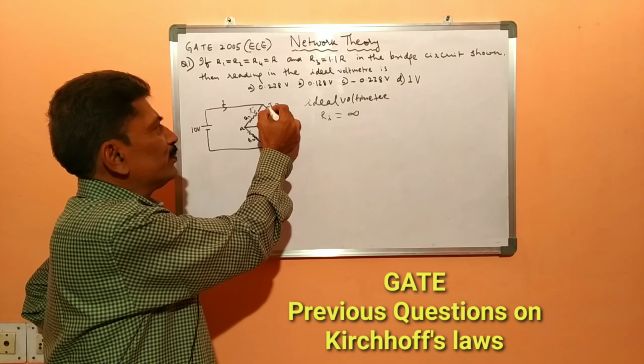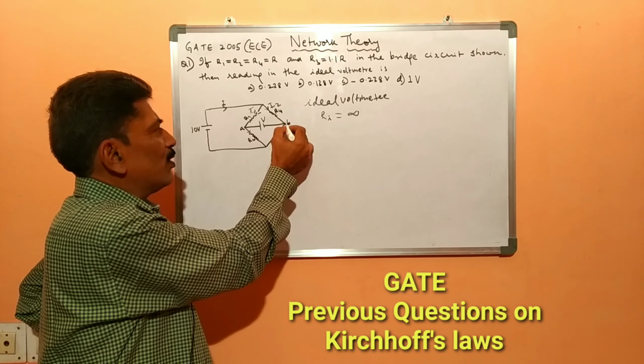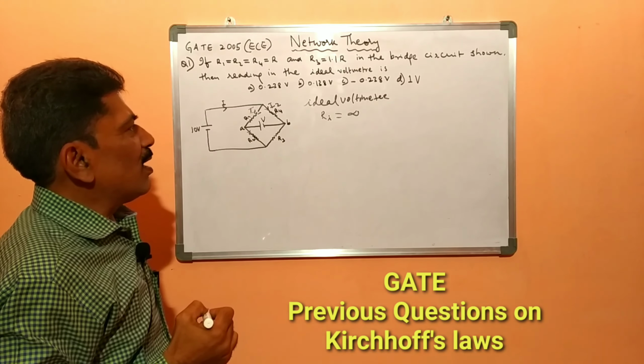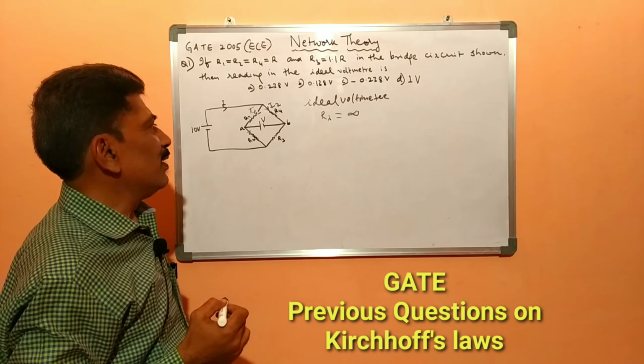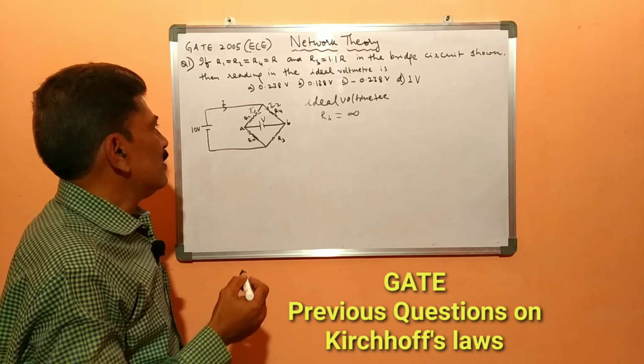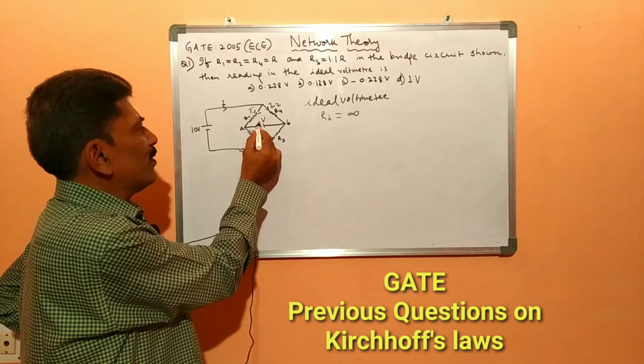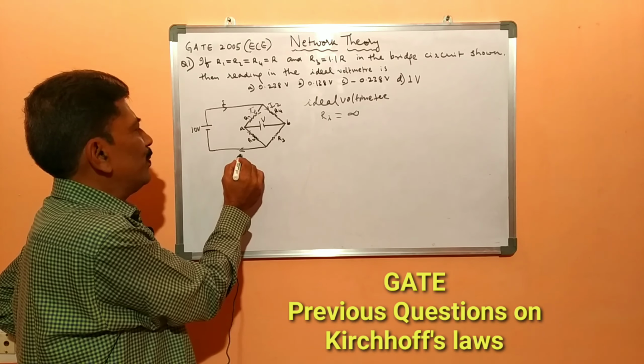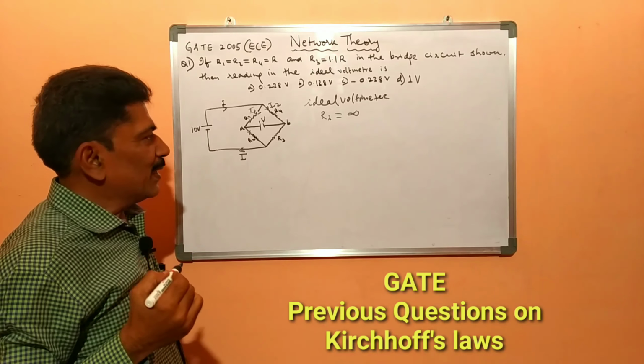And I2 also will flow through R4 and R3, because this Ri is infinite. It doesn't allow the current to pass through this branch AB. So at this point, I1 and I2 add up and become the supply current I.